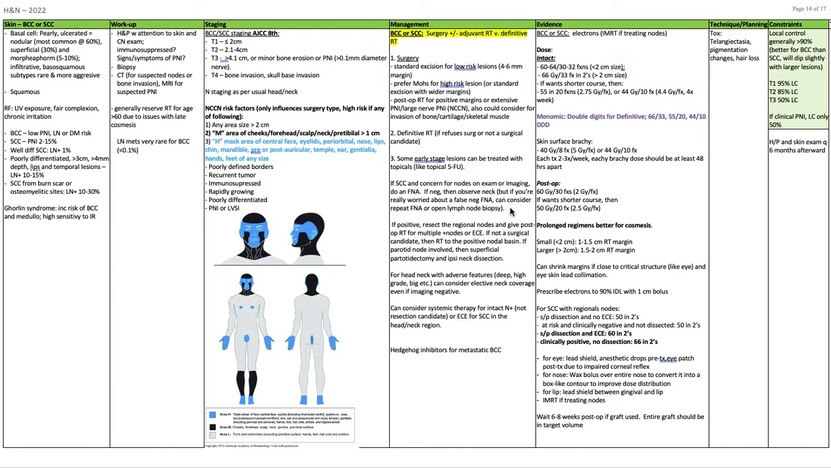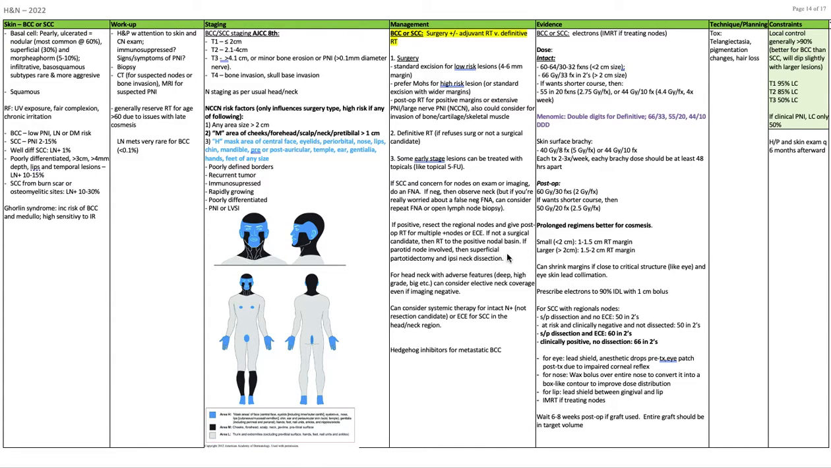If the FNA is negative, then you can observe the neck, but if you're really worried about a false negative FNA, consider repeat FNA or do an open lymph node biopsy. If the FNA reveals a positive lymph node, you resect the regional nodes and give postoperative radiation for multiply positive nodes or extracapsular extension upon that lymph node dissection. If the patient is not a surgical candidate, then you perform radiation to the positive nodal basin.